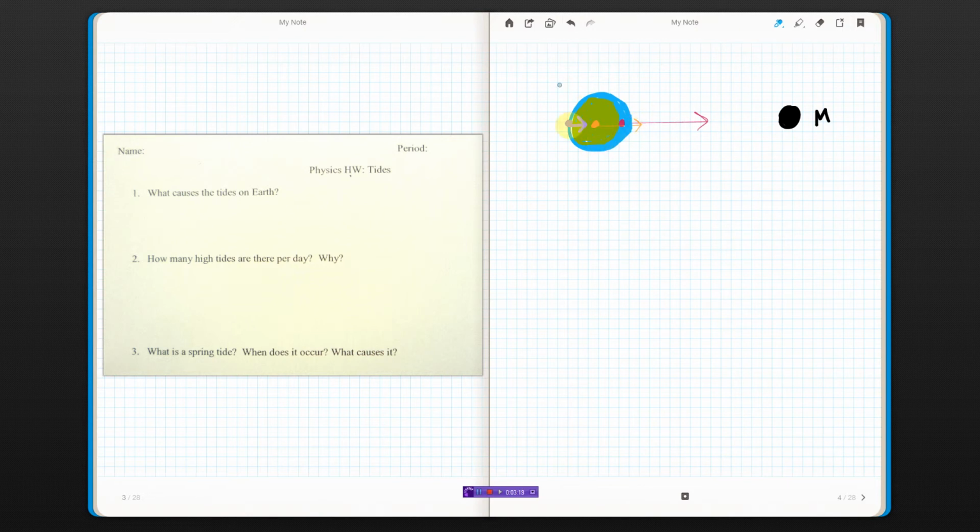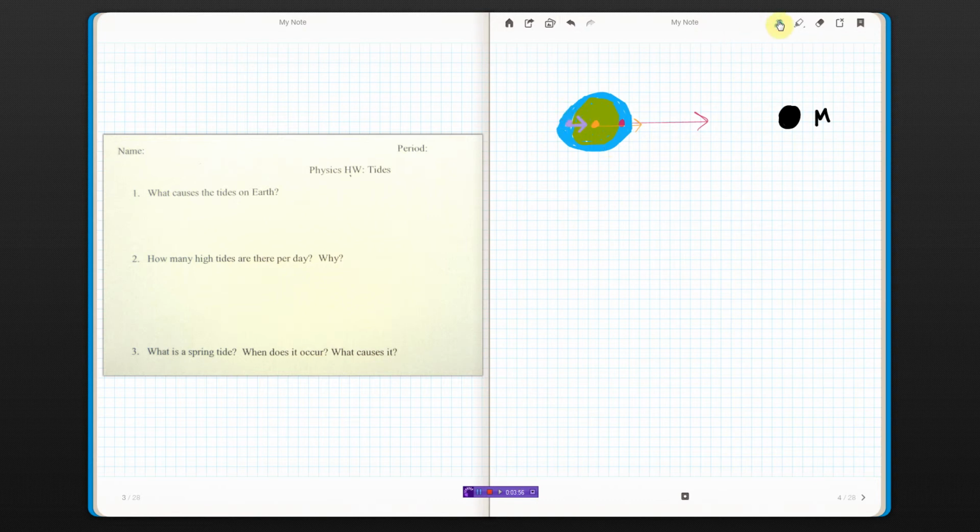Now on the other side, because the lavender is pulled less than the orange, it's like, well, an object at rest tends to stay at rest unless acted on by an outside force, a net force. What we get here is the water is not pulled as hard as the land, so the water stays there with its inertia. It's a little bit left behind, so we have it stretched out on this side too. So there are actually two bulges here.